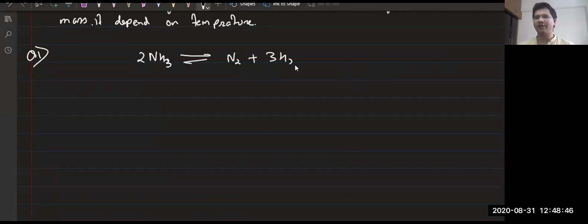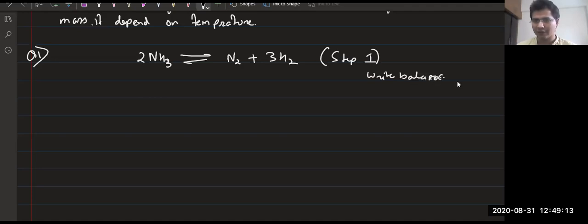Suppose I'm just taking an example. Question 1. This is a very famous reaction that you will study. Suppose I'm having NH3 gives N2 plus 3H2. This is a reversible reaction, right, everyone? Agree? Now, this is your first step. Step 1, write down the balanced chemical reaction. That's your first step. Everyone, write the balanced chemical reaction.